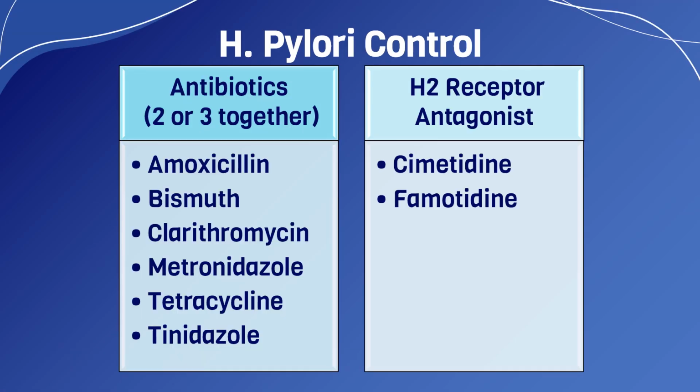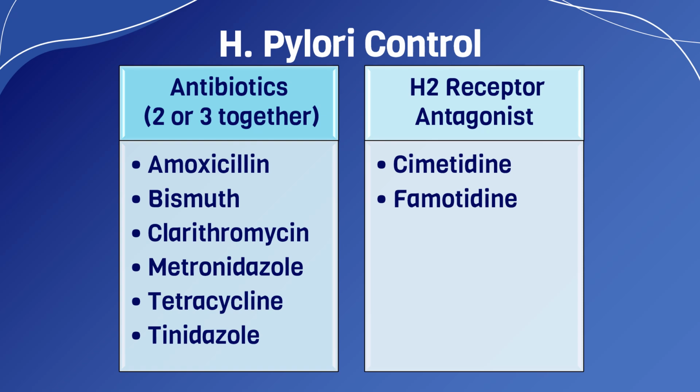To control H. pylori, you're going to give a combination of antibiotics, and these are the common ones that you're going to give. We're giving 2 or 3 of these at the same time, and an H2 receptor antagonist. So famotidine can be given IV, cimetidine is given PO.